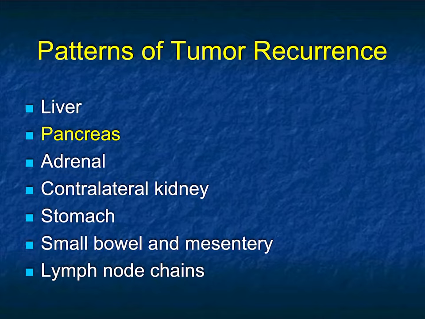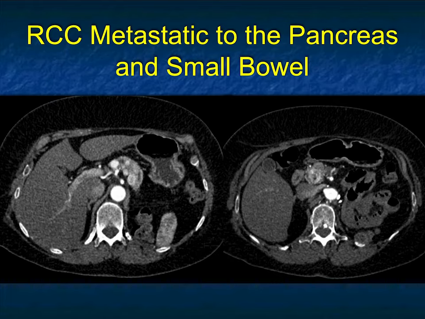Now, what about the pancreas? I showed you on the first part of the talk some lesions that became isodense on venous phase imaging, but were clearly seen in arterial phase. The most common tumor to go to pancreas is renal cell. Looks identical at times to a neuroendocrine tumor, particularly when it's solitary, but you will have known the patient had a renal cell either with a partial or a total nephrectomy.